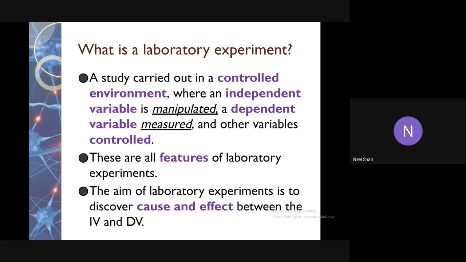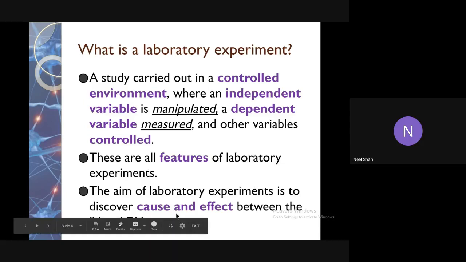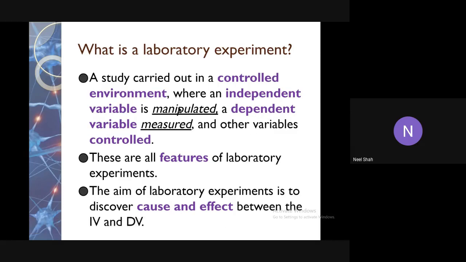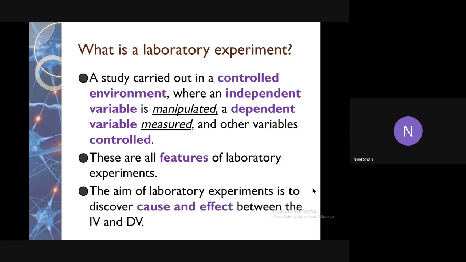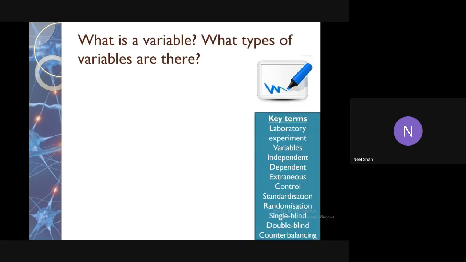Now, lab experiments themselves, they want to discover cause and effect between this IV and DV, the independent variable and the dependent variable. If you change this, does this happen? This is essentially what lab experiments are looking at, a cause and effect. If this happens, does this happen?